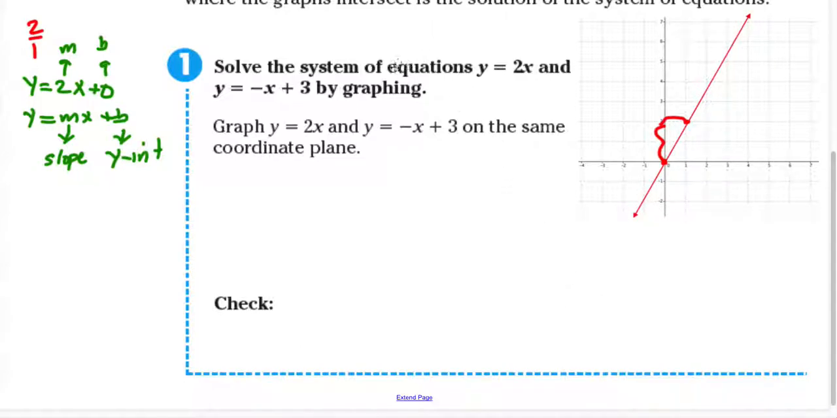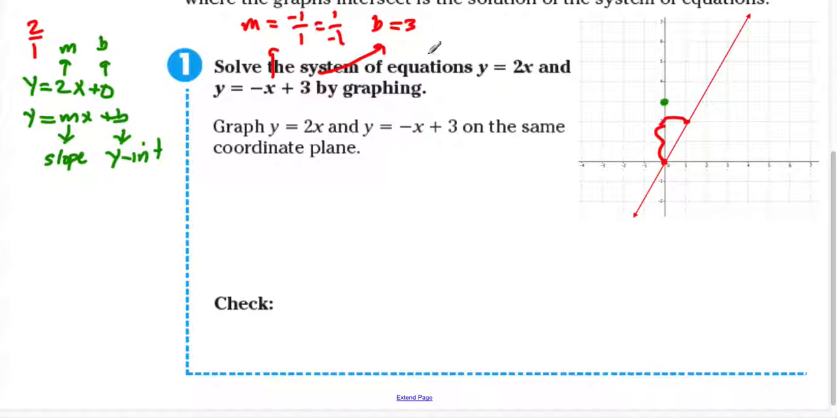Let's graph y equals negative x plus 3, following the same procedure. For y equals negative x plus 3, our slope is negative 1, or negative 1 over positive 1. You can also use 1 over negative 1. It doesn't really matter, it's the same. And our y-intercept for this one is positive 3. We'll use another color, green. So let's graph our y-intercept, which is 3. 1, 2, 3 right here.